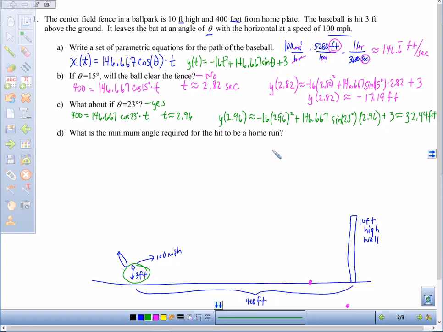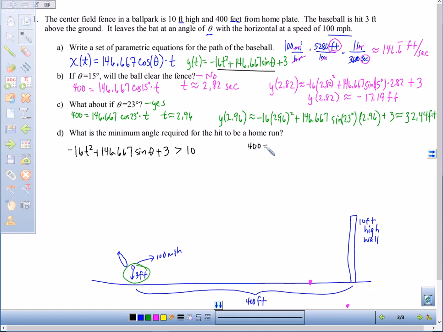So what we want is to find out where this part is greater than 10. So this is what we need. We need this part of the equation, the height, sine of theta plus 3, to be greater than 10. So the first thing we'd have to do is take this part that we know, and we're going to solve for t.